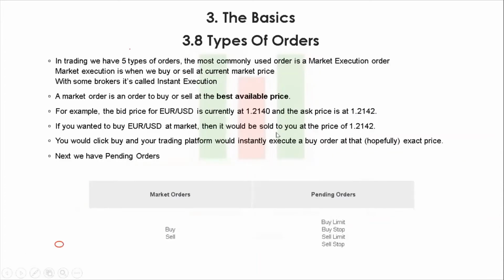So the next thing I want to talk about is the order types. We have 5 types of orders in the market. The most commonly used one is a market execution order, and this is when you buy at current market price.